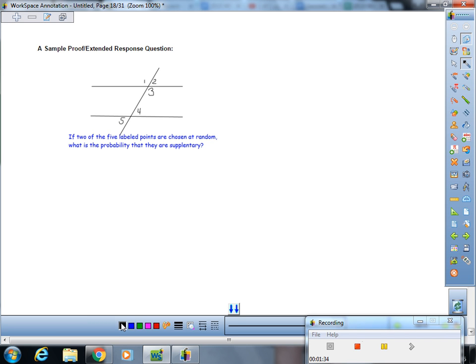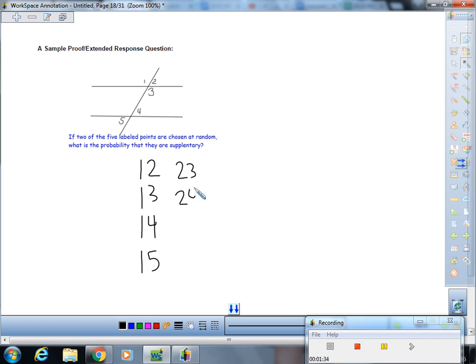Okay, so if 2 of the 5 labeled angles are chosen at random, what is the probability that they are supplementary? So, we would list out all the angles that could be picked out in pairs of 2. So we have 1, 2, 1, 3, 1, 4, 1, 5. Then we have 2, 3, 2, 4, 2, 5. Then 3, 4, 3, 5. And then 4, 5.